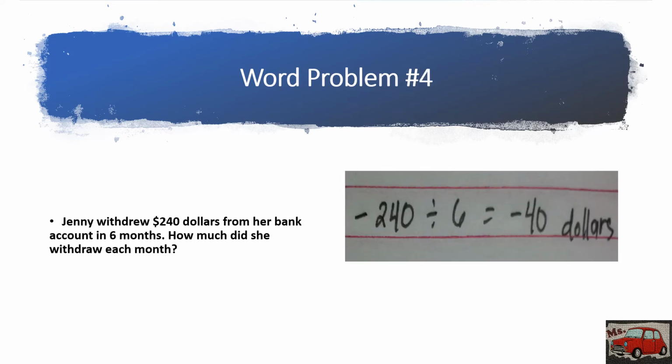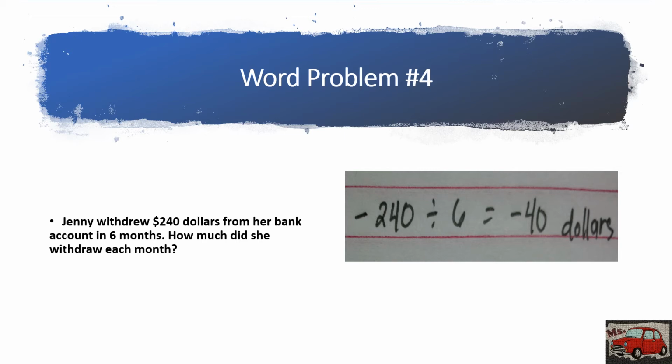Jenny withdrew $240 from her bank account in 6 months. How much did she withdraw each month? Okay, so alamin natin is kung magkano daw yung wini-withdraw ni Jenny kada month kung ang na-withdraw niya in total after 6 months is $240. Okay? So, gagawin natin, we need to divide -240 by 6.